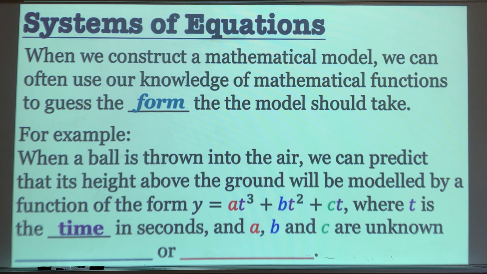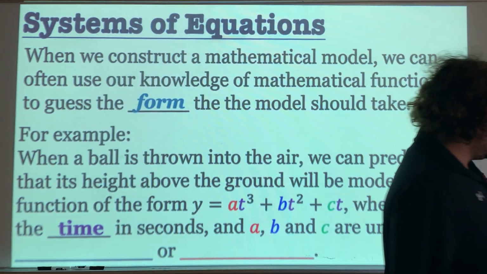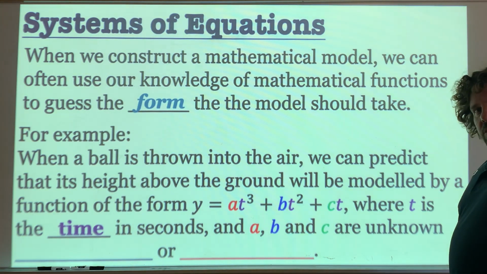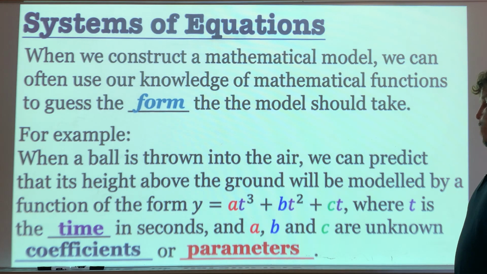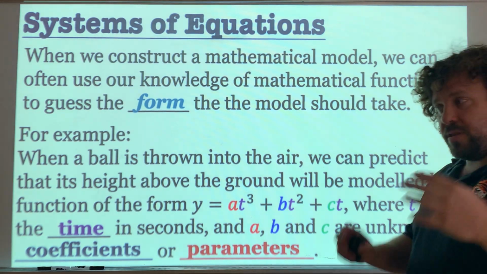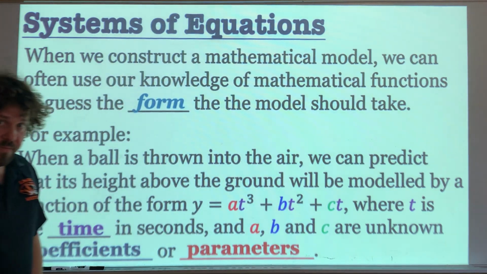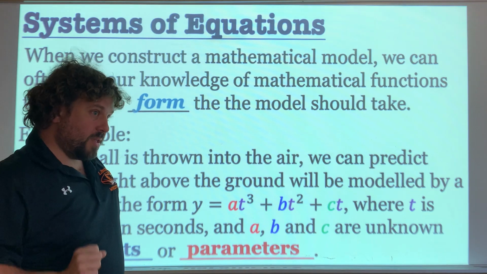And a, b, and c, what we're solving for here, are going to be unknown blank or blank. What do you think those two words are? They're going to be unknown coefficients or unknown parameters. All right, so those are the numbers that go here. So a, b, and c are actually numbers. We're going to figure out what those numbers are. We're going to do it by taking multiple tests of that height of the ball at different points.